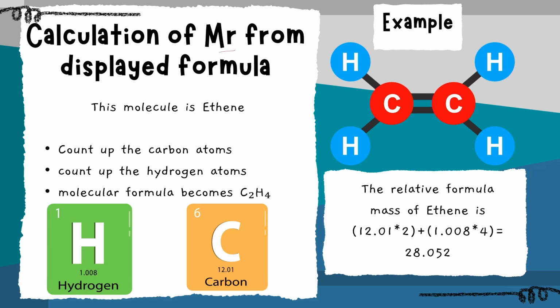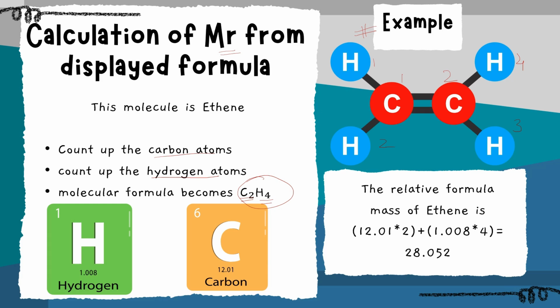Calculation of Mr from a displayed formula. The example given here is of ethene. There are 2 carbon atoms: 1, 2. Count up the carbon atoms. Then count up the hydrogen atoms: 1, 2, 3, 4. There are 4 hydrogen atoms. So carbon 2, hydrogen 4. This is how we write the molecular formula by looking at the displayed formula.